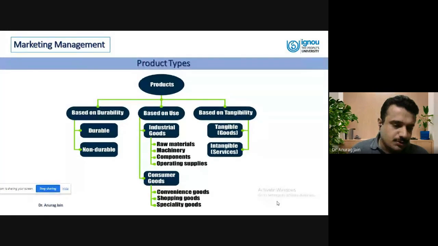So those products which are tangible in nature are known as goods, or tangible goods, which we call them. On the contrary, intangible products are the services, and you cannot have ownership of services, right? Why I'm saying so: you buy it and you use it simultaneously. So the production and consumption of services happen simultaneously.